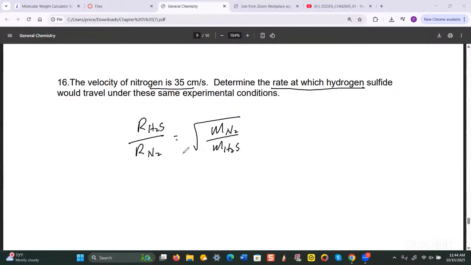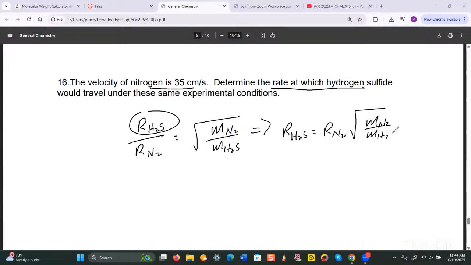And since the question is asking for this, I'll just rearrange this to get the rate of effusion of H2S is equal to the rate of effusion of nitrogen multiplied by the square root of the molar mass of nitrogen divided by the molar mass of H2S. And then I'll plug the numbers in.